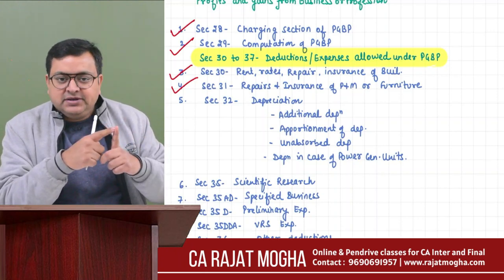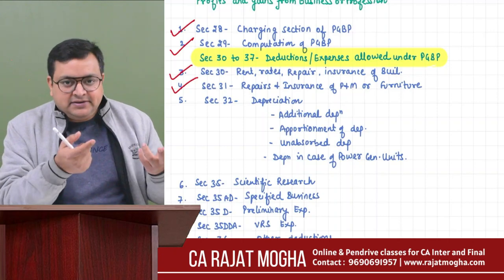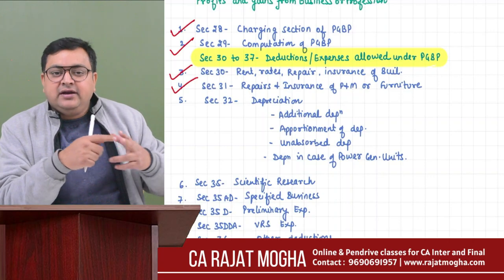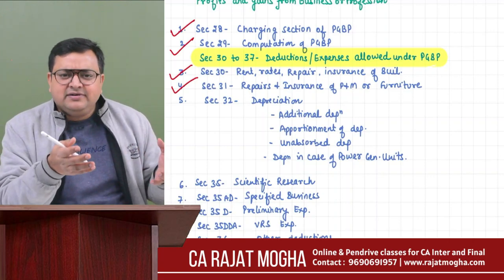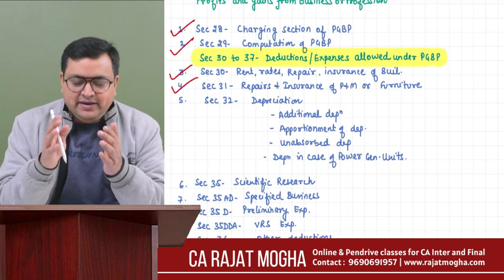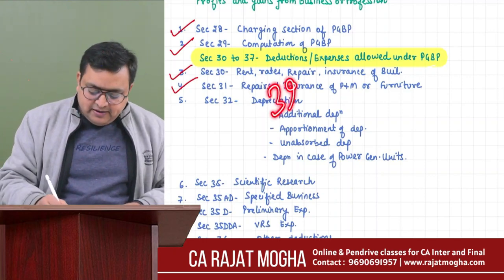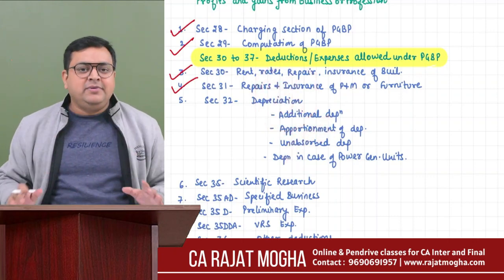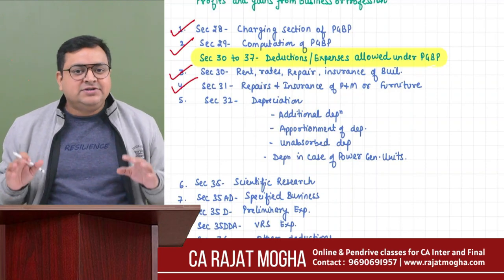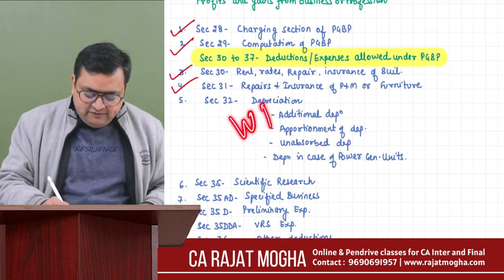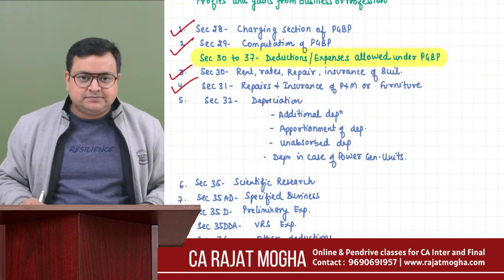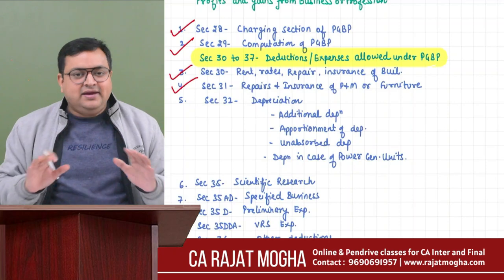So one is the WDV method in accounting. Second is the SLM method. These two methods are very common. But we have some other methods also in accounting, like the double declining method, sum of digits method. There are many methods in accounting. But when you calculate depreciation as per Section 32 in income tax, please remember that the only method we will be using is the WDV method. We will not be using any other method.